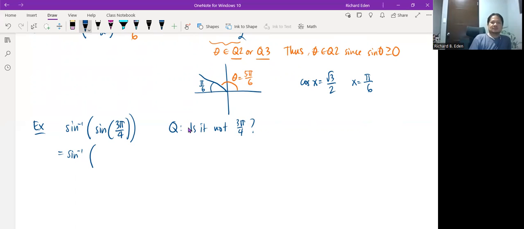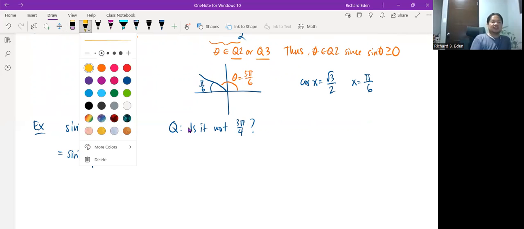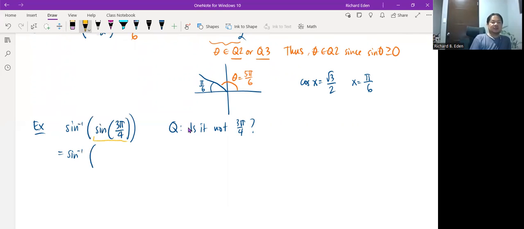3 pi over 4 is out of range. No, it should be within range. Right now, don't think yet of sine inverse. We're only focusing on this thing inside. I mean, it should be possible to find the sine of 720 degrees. It's possible to find the sine of negative 5,000 degrees. So it should be possible to find the sine of 3 pi over 4.